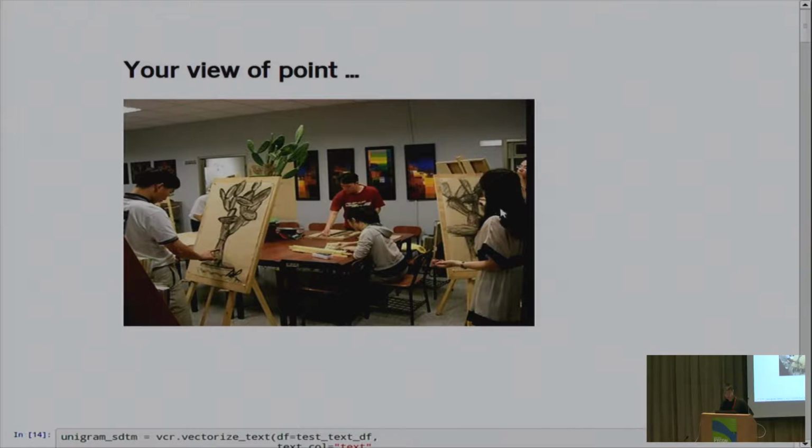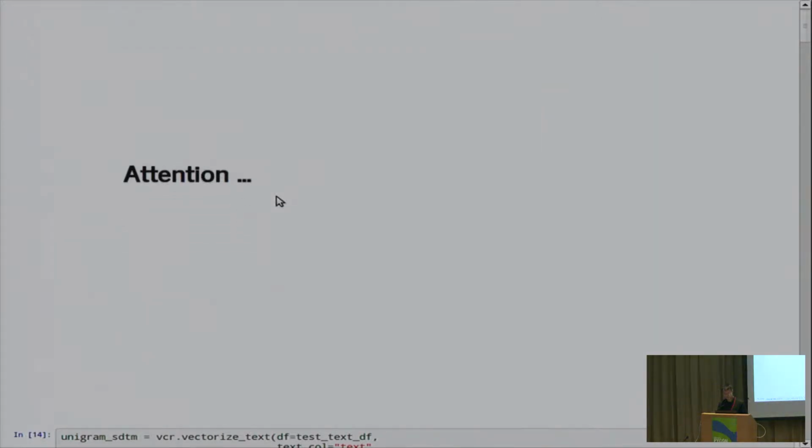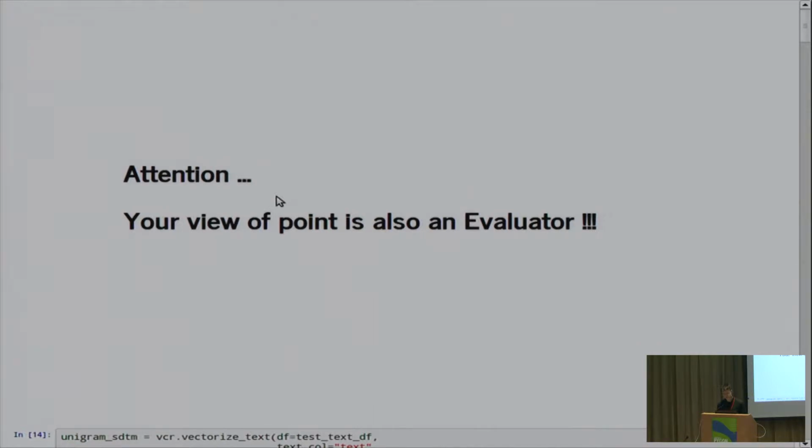So she cannot say that your picture is not similar to the tree, because she always views from his side, not from her side. So how can she evaluate others' pictures from his side? But attention, your viewpoint is also an evaluator, and we always use our evaluator to evaluate others. This is the key point, and it's also the key of hacking models.